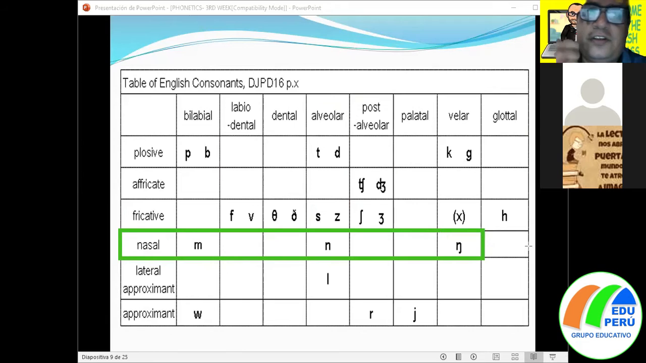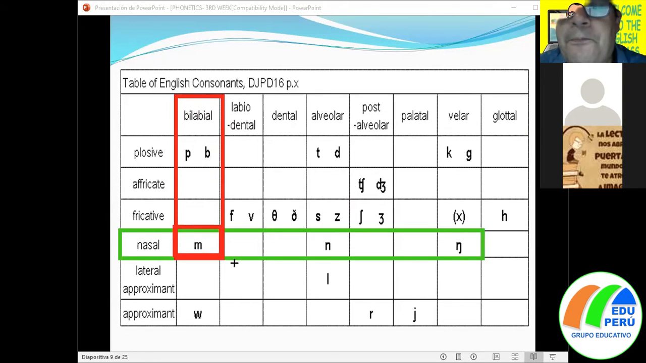The air is going out through your nose. That's why we call nasal, because the air is going through your nose. Where are you going to produce this sound? Using your lips, using the alveolar ridge, and using the soft palate. Let's start with the first sound. The first sound is bilabial. Bilabial sound. And notice here, look at my face.